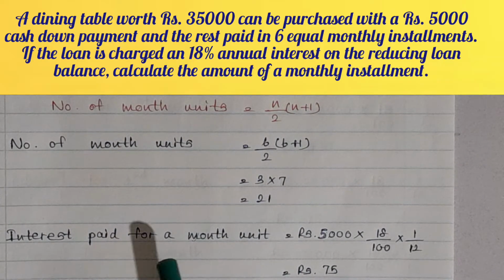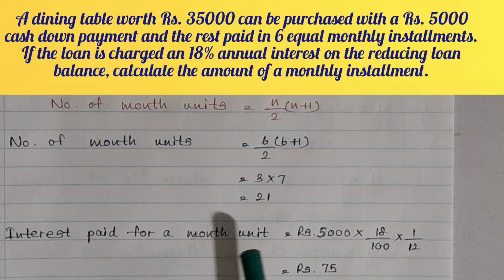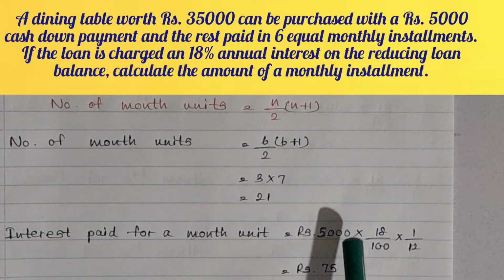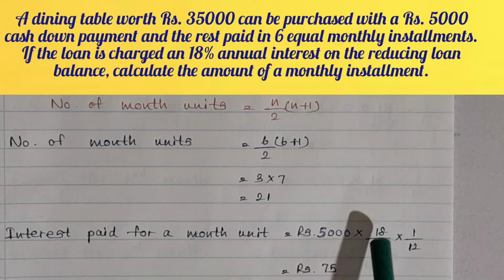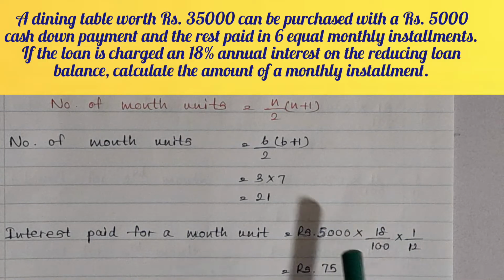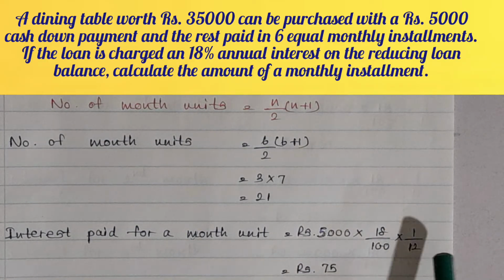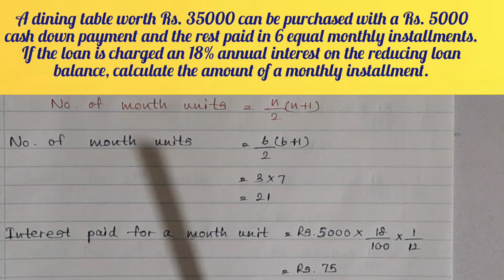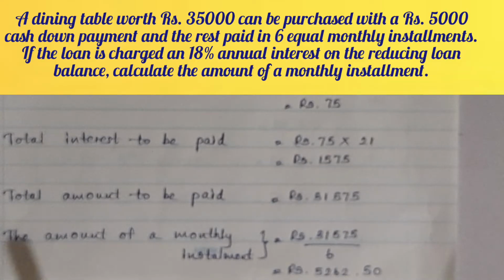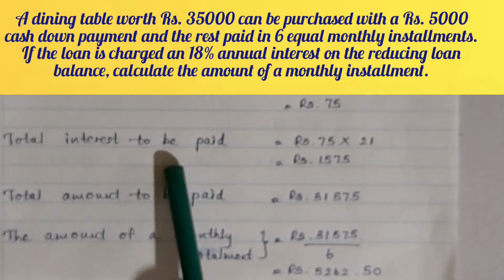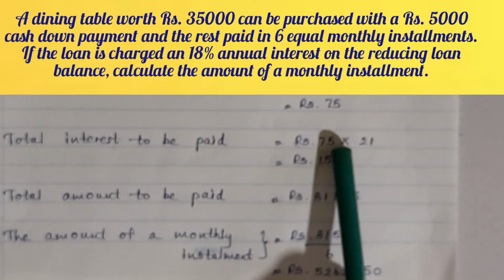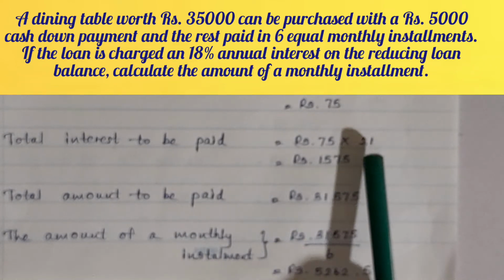Then interest paid for a month unit can be found by 5,000 multiplied by 18 over 100. That is the annual rate. So multiplied by 1 over 12 as it is for 1 month. So it becomes 75 rupees.